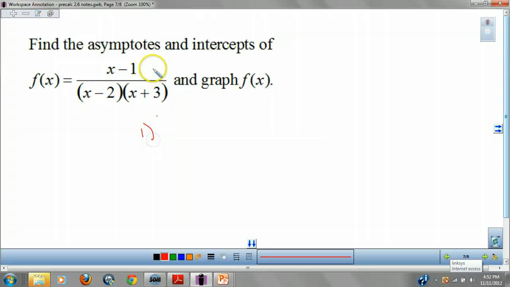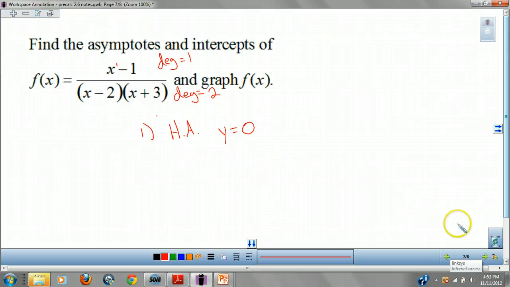So first thing we look at, the degree of my top is 1. It's only x to the first. The degree of my bottom, my denominator, is x times x, x squared, which is 2. So if the degree of my numerator is less than the degree of my denominator, if you look back in your notes, we know that our horizontal asymptote has to be y equals 0. If the degree of your top is smaller than the degree of your bottom, your horizontal asymptote is 0.